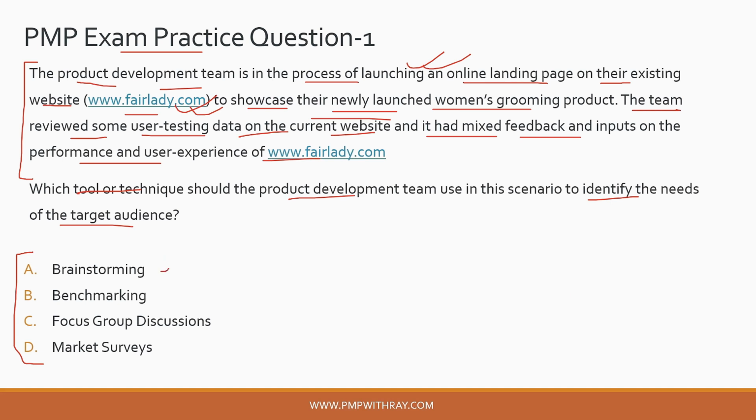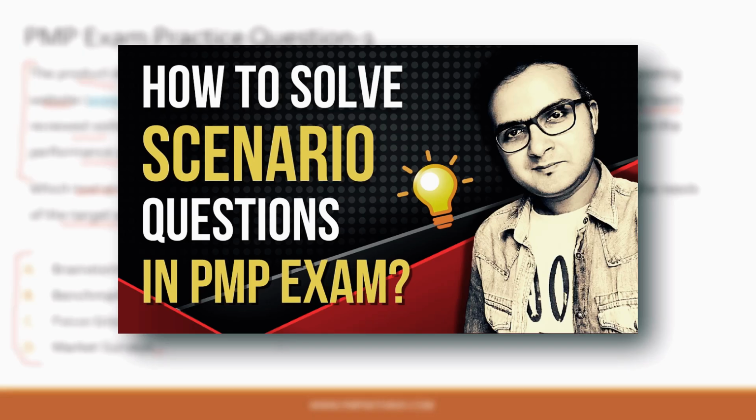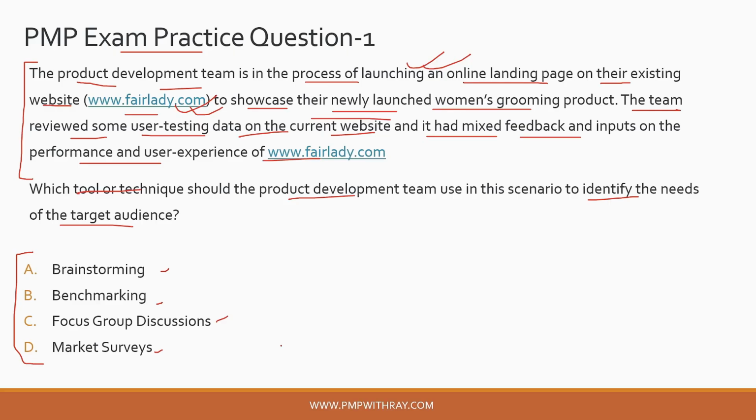The options are brainstorming, benchmarking, focus group discussions, and market surveys. Now to answer this question, guys, we'll follow the same principle that we have talked about in this video. We'll be cognizant of the positive bias principle and will not reject any option without solid reasoning. So let's start evaluating the options one by one.